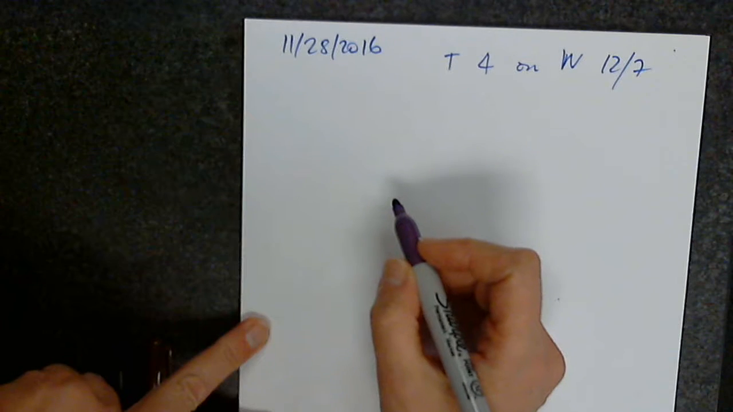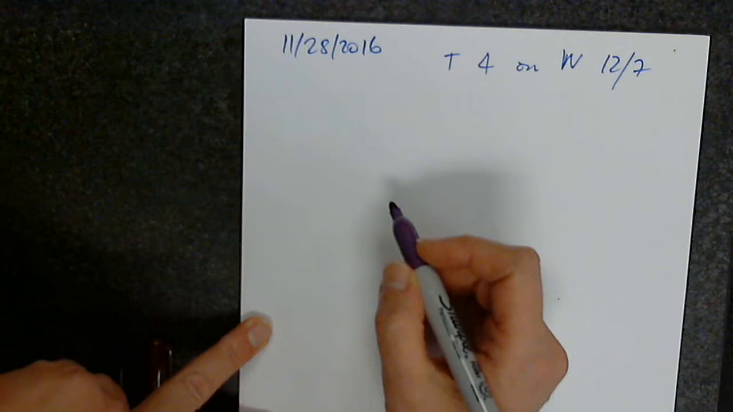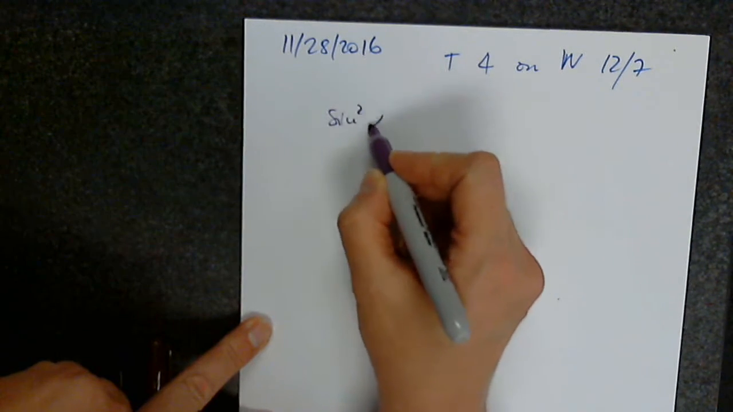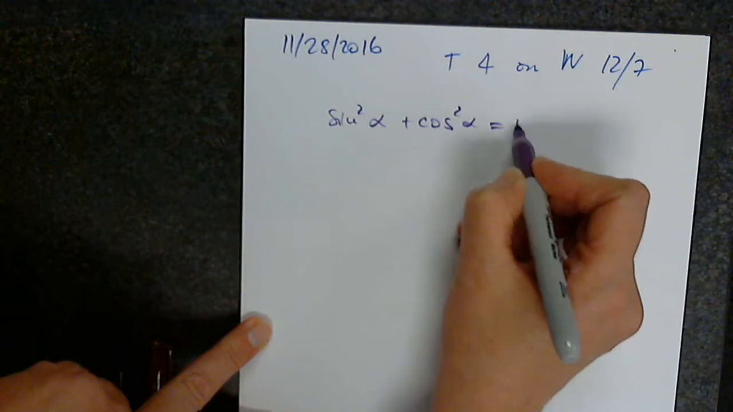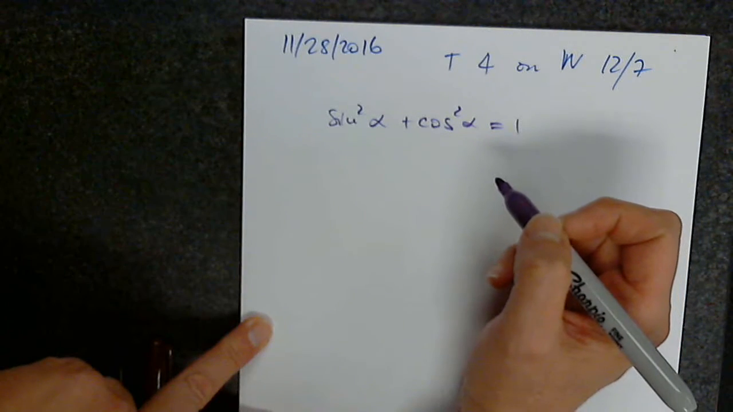What is the difference between dividing and subtracting cosine and sine? Can you give me the problem? So it's just the Pythagorean theorem. So you're saying that sine squared alpha plus cosine squared alpha equals 1? What is the difference between subtracting them?